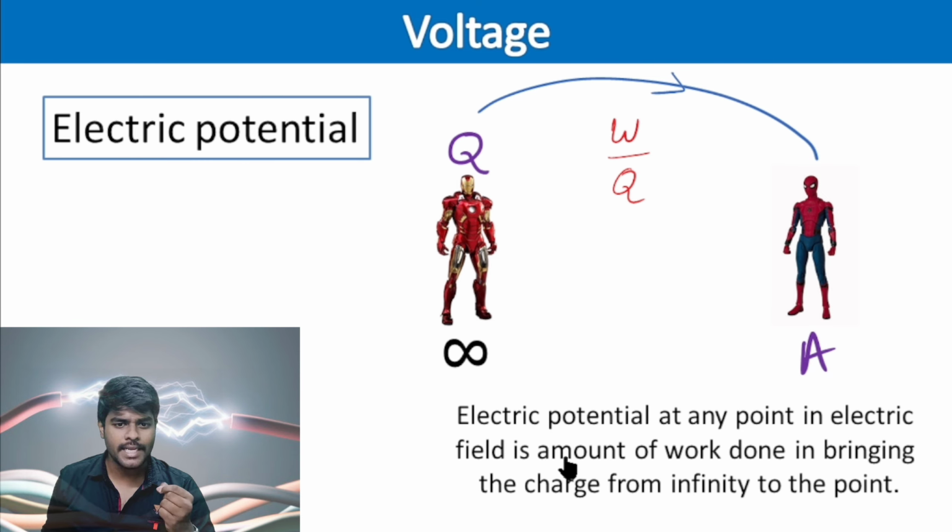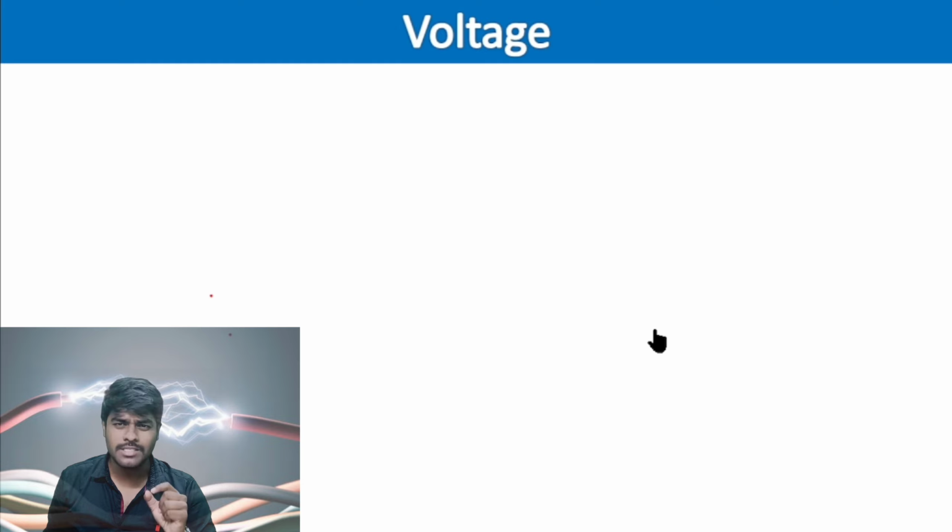Electric potential at any point in an electric field is the amount of work done in bringing the charge from infinity to the point. What is electric potential? Work done to move the charge from infinity to a point is known as electric potential. But what is the meaning of electric potential difference?